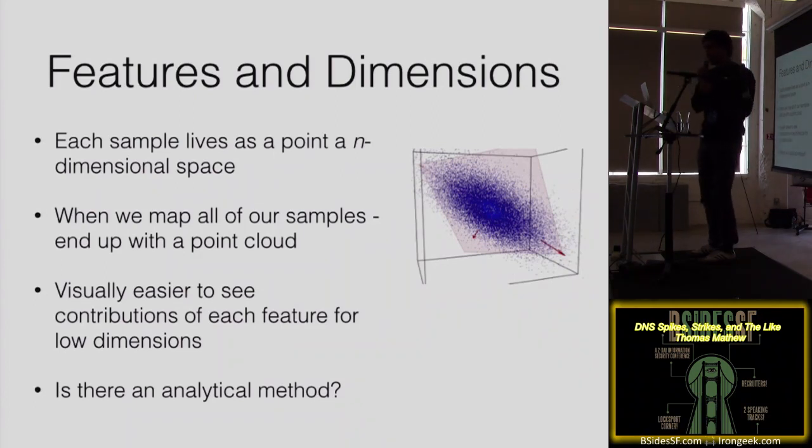So we can then think, as this diagram shows, if you're dealing with only 3 features, we end up with a 3-dimensional space, and we end up with some sort of cloud of data points. Now, if I'm dealing with only 2 or 3 dimensions, it becomes quite easy to determine what features contribute the most to the clustering, because visually it's quite easy. However, if we're dealing with, say, 6 or 7, that's hard for your eyes to understand. So the question is, is there an analytical method? And thankfully, there is.